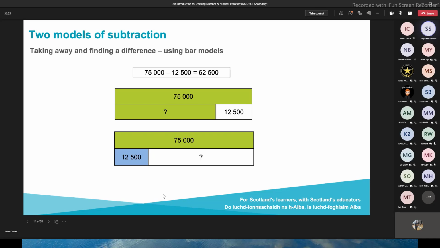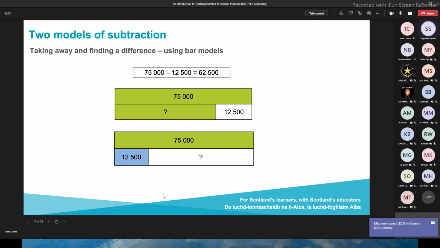This experience of a spatial view of subtraction is really helpful when tackling, for example, problems of perimeter and area of irregular shapes where missing lengths need to be calculated. Something that we understand that many of our learners struggle with, even up into the senior phase.